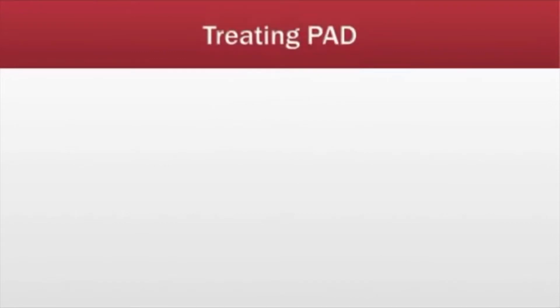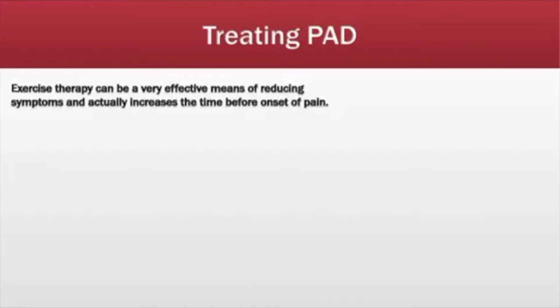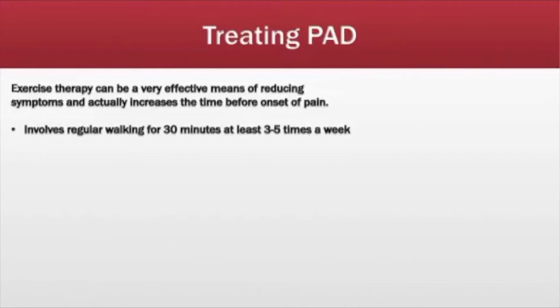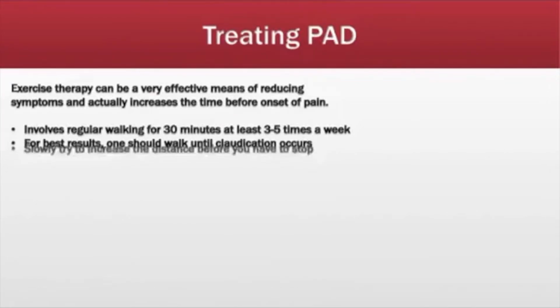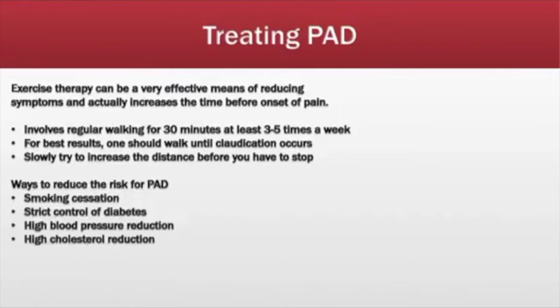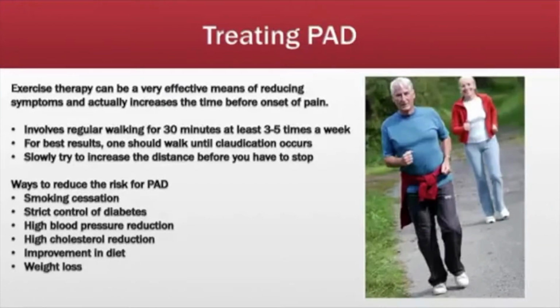Exercise therapy involving regular walking for 30 minutes at least 3 to 5 times a week can be a very effective means of reducing symptoms and actually increases the time before onset of pain. For best results, one should walk till claudication occurs and slowly try to increase the distance before you stop. That is, working through the pain. Ways to reduce the risk for PAD include smoking cessation, strict control of diabetes, high blood pressure, and high cholesterol reduction, as well as improvement in diet and weight loss.